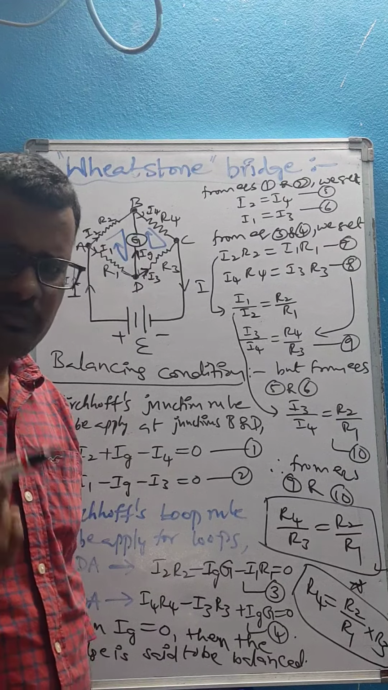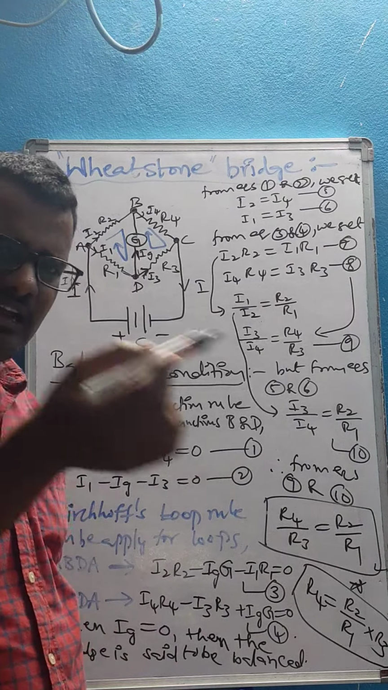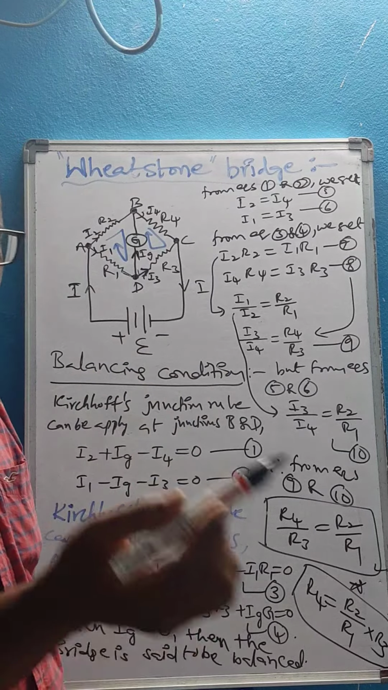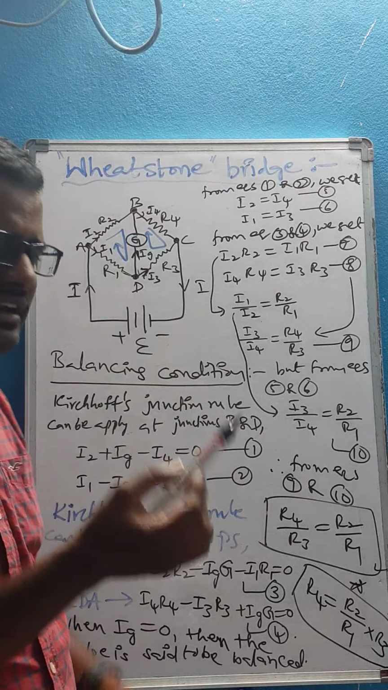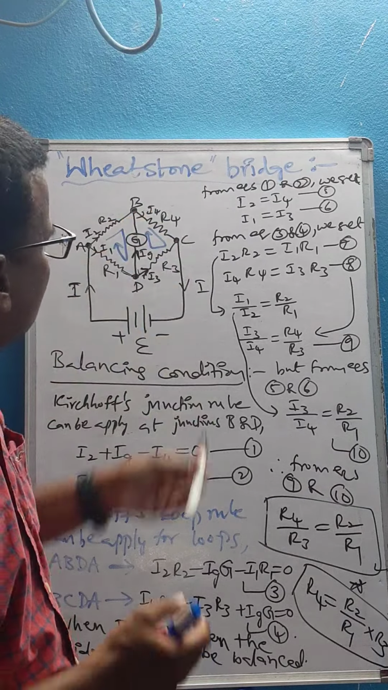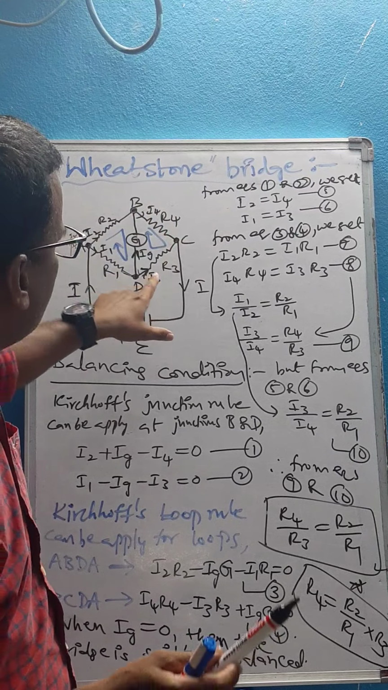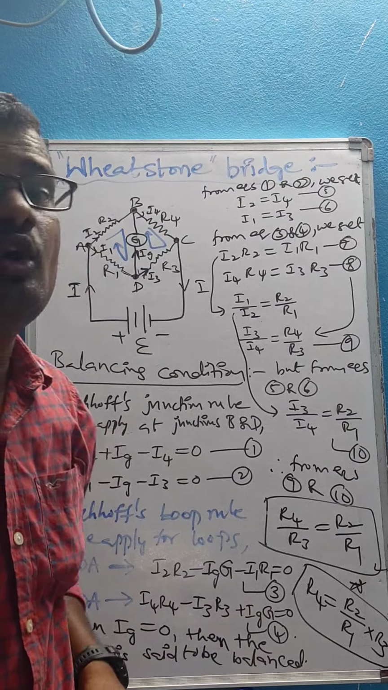If anybody gives some wire and we need to identify the resistance of that wire, then that wire can be connected at this place R4. That's why we call R4 the unknown resistance. But here R3 is the known resistance.